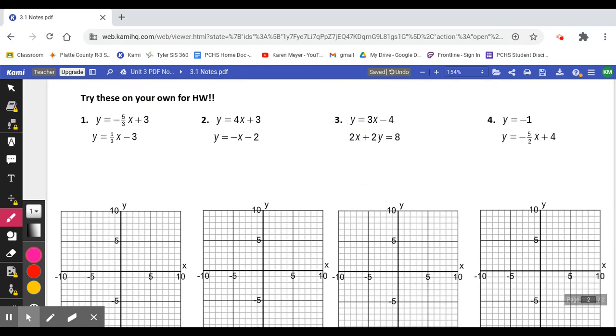Now, your job is to take these 4 questions and complete them on your own for your homework. I want you to come up with your answers, and then we will go over these in our in-class, in-person day. That's how we'll also see how you did with the notes. So please give these 4 a try before you come into class.